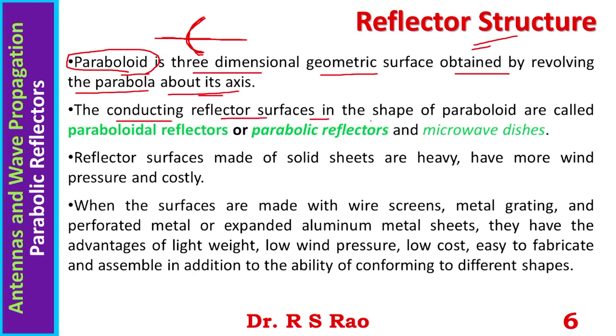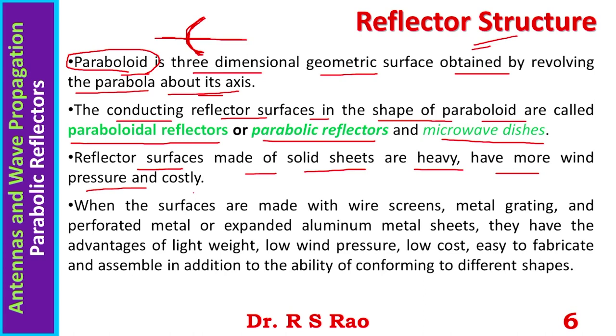The conducting reflector surfaces in the shape of a paraboloid are called paraboloidal reflectors, parabolic reflectors, microwave dishes. Notice this reflector is made with metal, with conductor sheets. Reflector surfaces made of solid sheets are heavy, have more wind pressure, and are also costly. Solid sheets can be used, but reflectors made with solid sheets are associated with certain difficulties. What are they? More wind pressure, and they become heavy. So mounting in the open atmosphere and maintaining them there is difficult.